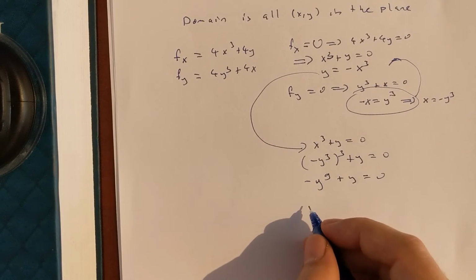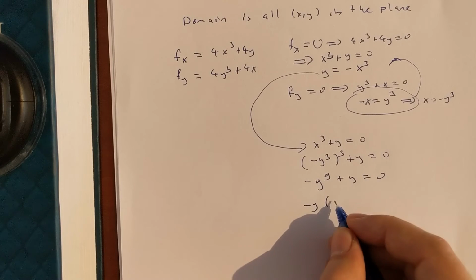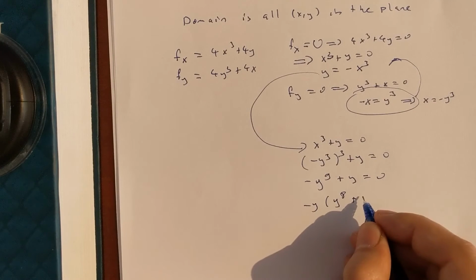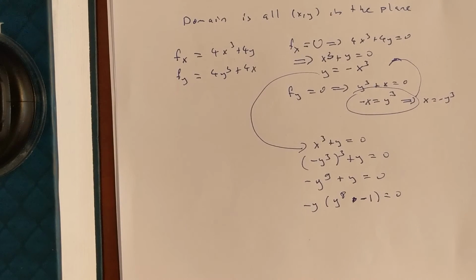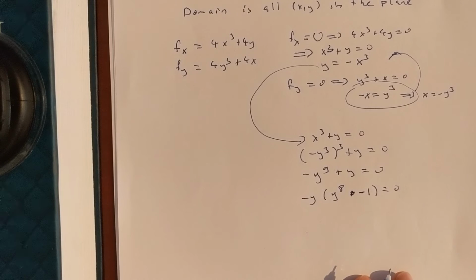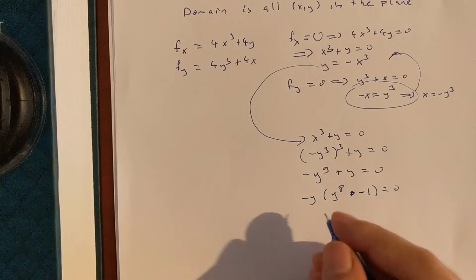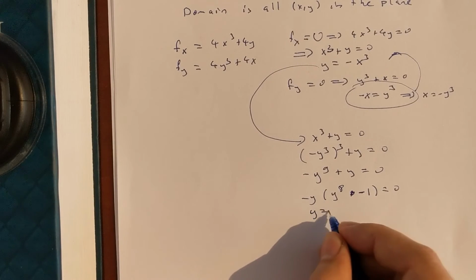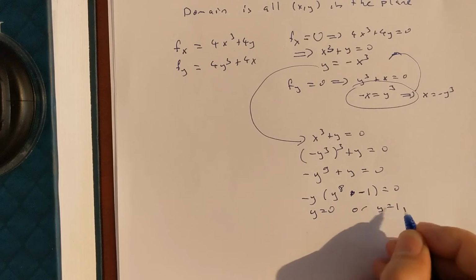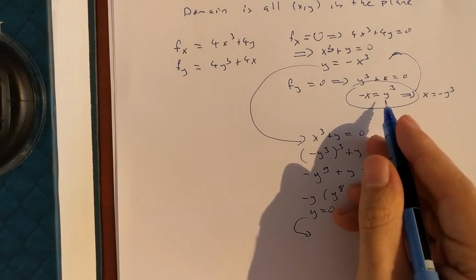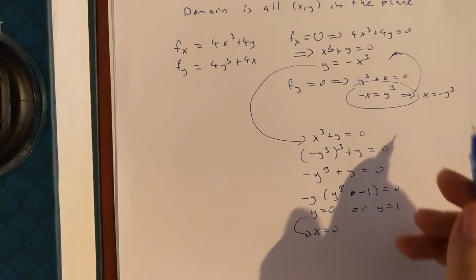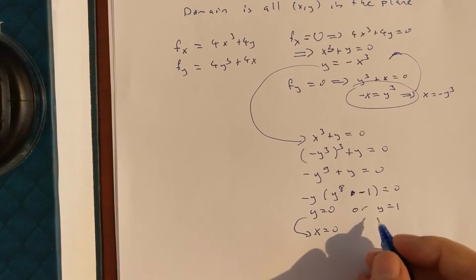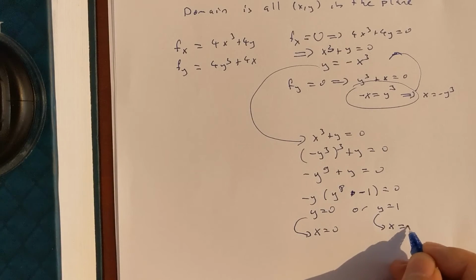So let's factor out the minus y. We get minus y times y to the 8th minus 1 is equal to 0. Okay, so there are going to be two solutions, obviously. y equals 0 or y equals 1. When y is equal to 0 from this equation here, we get x is equal to 0. When y is equal to 1, we get x is equal to minus 1.